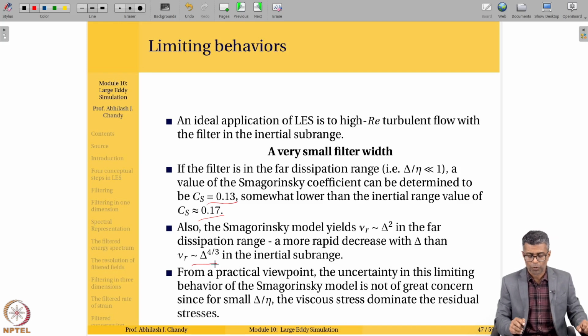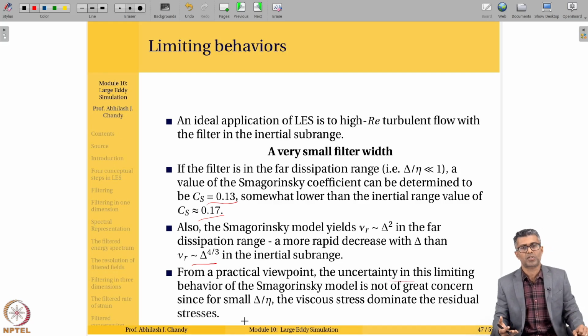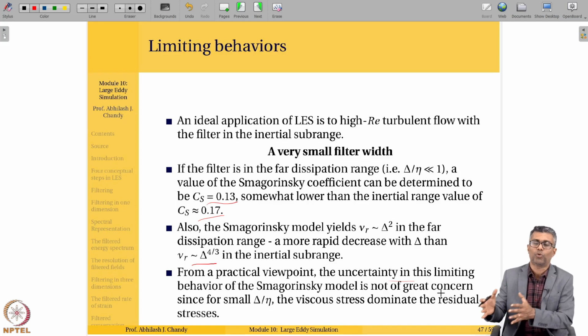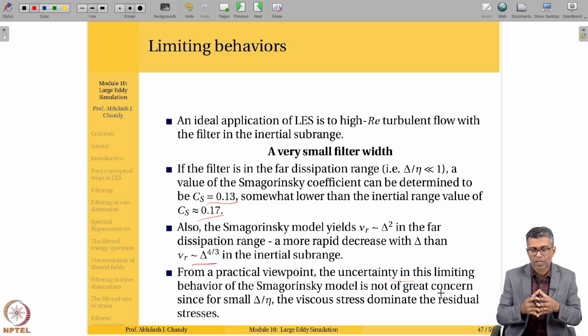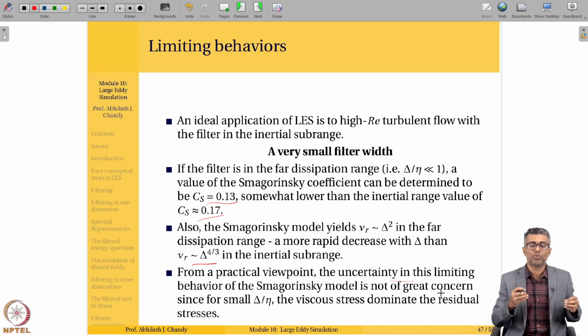So from a practical viewpoint, this uncertainty in the limiting behavior is not a major concern, since for very small delta over eta, if that ratio keeps reducing, the viscous stress dominates over the residual stresses. That's it. So it's not a major problem. You just approach more and more DNS. The question though is that this is not really required, because the whole idea of using LES is to save on computational resources. If you have a small filter width, you are getting closer and closer to DNS, then you might as well do a DNS. You understand what I mean? But it is not of a major concern to us.